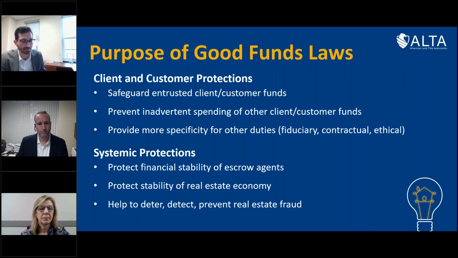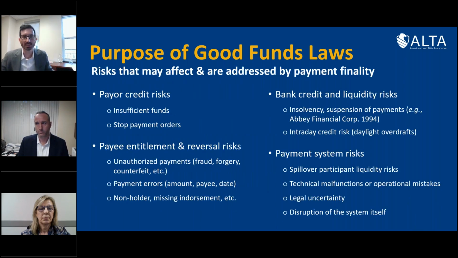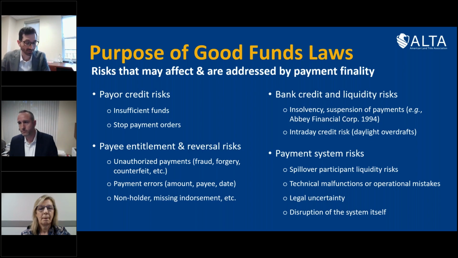Secondly, good funds laws provide systemic protections to our real estate economy. And they do that primarily by protecting the financial stability of escrow agents and by helping to prevent fraud. On this slide, we see some of the major categories of risks that payment finality, that thing we've been talking about all day, is designed to mitigate. And this is why good funds laws are so focused on those payment rails that provide finality. If a payment is only provisional, if it's not final, you have credit risk from both the payor and also the payor's bank. From the payor, there may be insufficient funds in the account, but the payor's bank in extraordinary circumstances may also pose a risk.